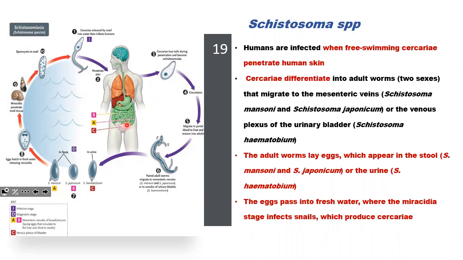Are you following? From that description, what samples do you think you can send to the lab to aid the diagnosis of mansoni? Mansoni, I said. Stool, why? They are found in the mesenteric vessels.